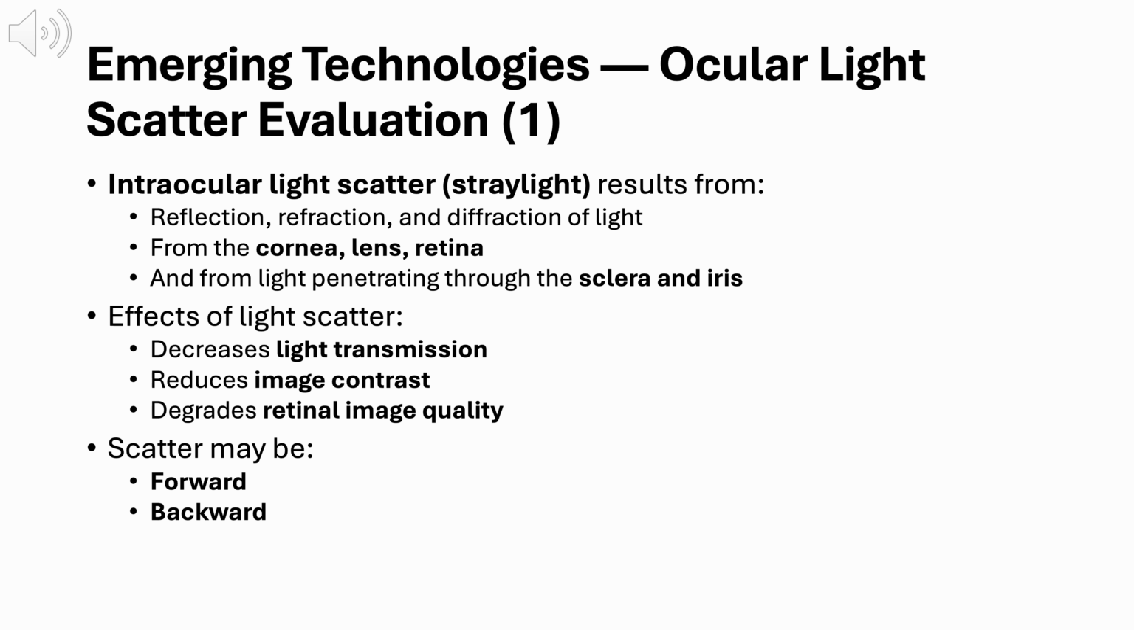Functionally, increased scatter reduces light transmission, lowers image contrast, and ultimately degrades retinal image quality, even when visual acuity on the chart appears normal. Clinically, this helps explain why some patients complain of glare or poor night vision despite good Snellen acuity. Scatter can be categorized as forward scatter, which primarily affects image quality and symptoms, and backward scatter, which is easier to measure clinically but correlates less well with patient experience. This sets the stage for why newer technologies focus on quantifying scatter, not just acuity or wavefront error.